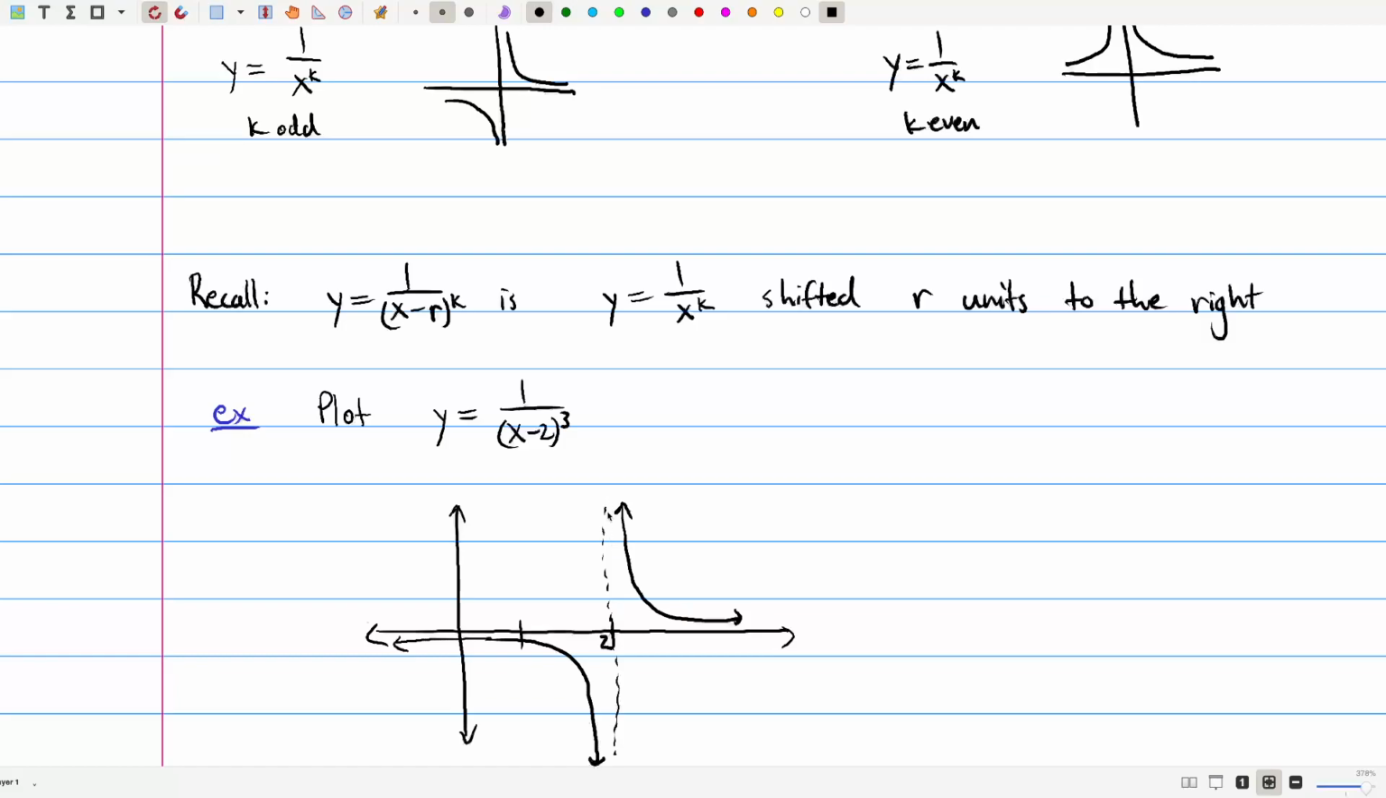And that puts a vertical asymptote right at 2. This makes sense because when you plug 2 into this function, it is undefined, because we get 2 minus 2 in the denominator, which is 0. So that's where the asymptote ought to go. Also we can check that if x is slightly bigger than 2, then we get a positive number, and when x is slightly less than 2, we get a negative number. So that is the graph of this shifted 1 over x cubed.